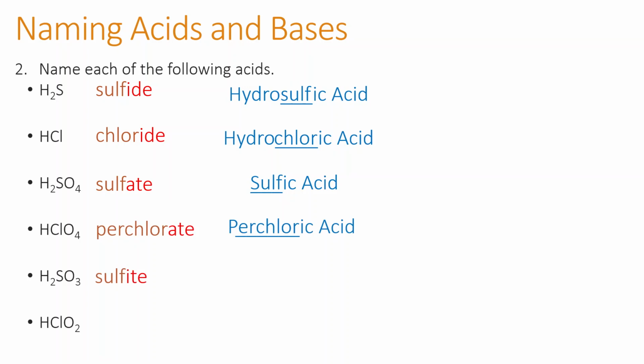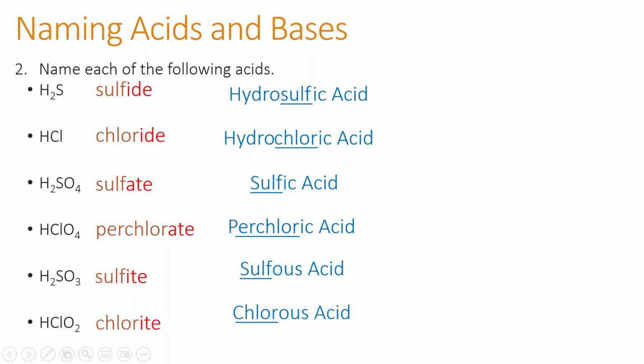SO3, one less oxygen than SO4, is sulfite, so this is going to be an ous acid. So we would put sulfous, or you could put sulfurous acid. Both of those would be correct. Next we have ClO2, which is chlorite. So again, we have an ous acid. This is going to be chlorous acid.